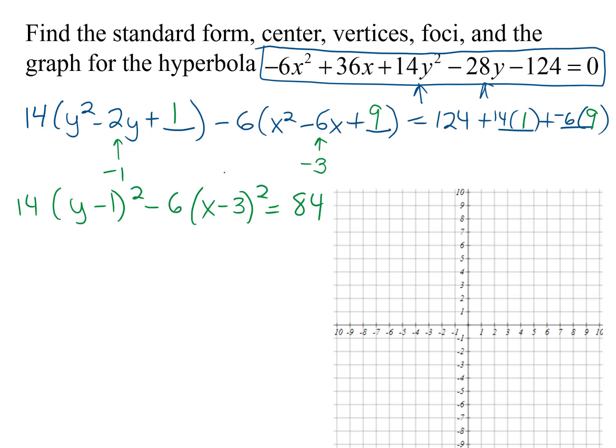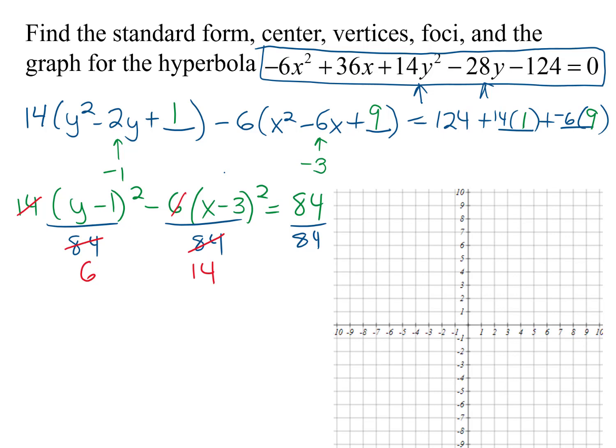Now I'm trying to get this in standard form for a hyperbola, and I've almost got it, but I need to have the right-hand side a 1. So I am going to divide by 84, and I'm going to do that to both of these terms on the left-hand side, and I'm going to do some reducing. So 14 will go into 84 6 times, and 6 will go into 84 14 times. So I now have my standard form.